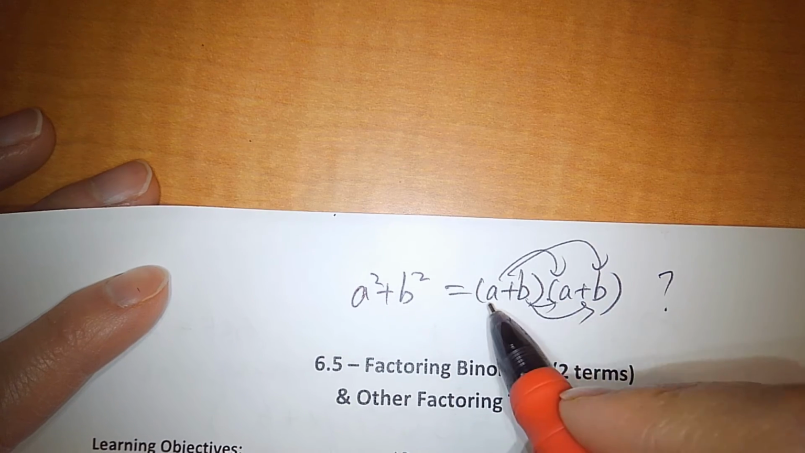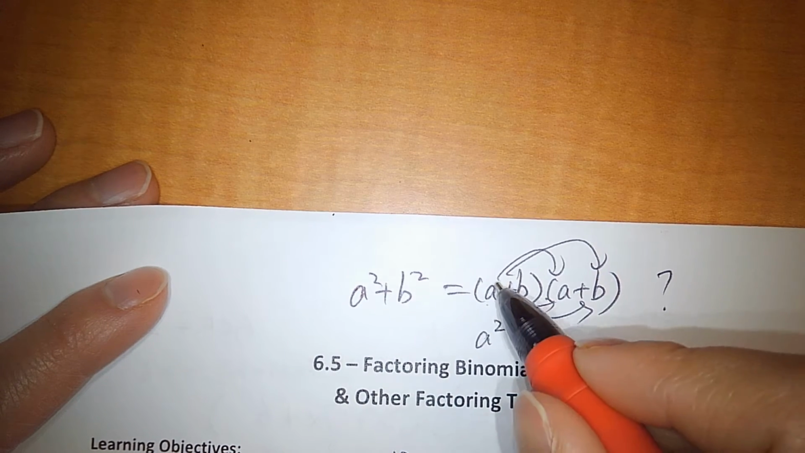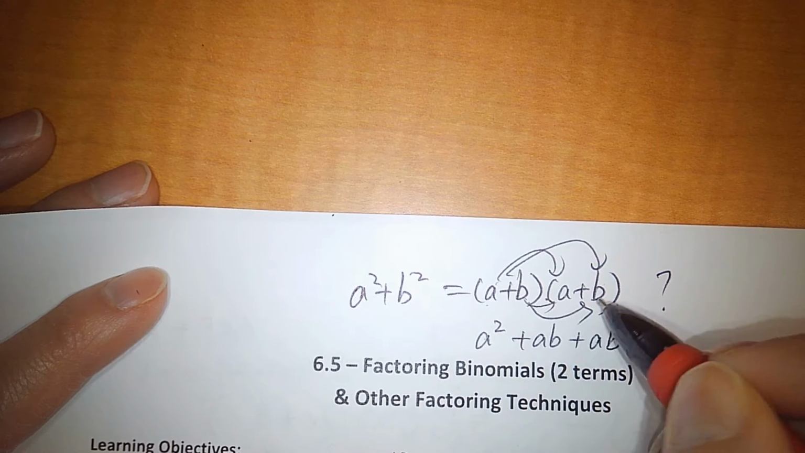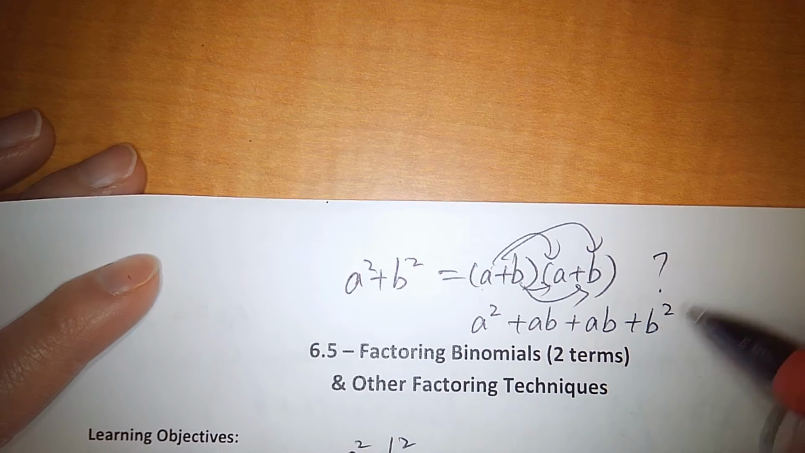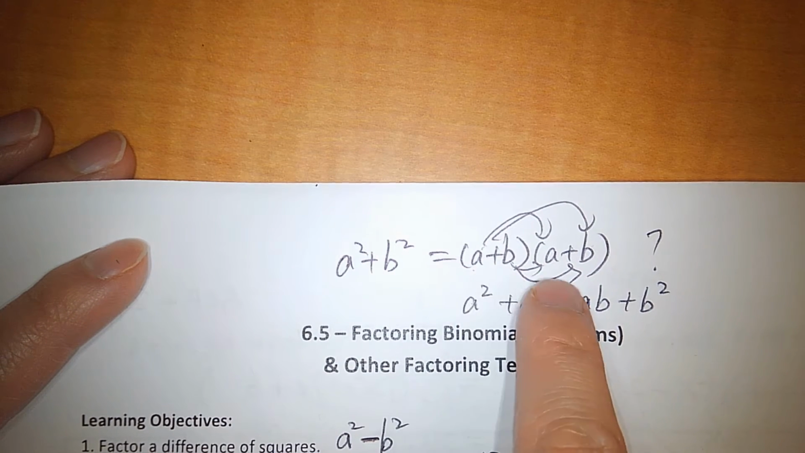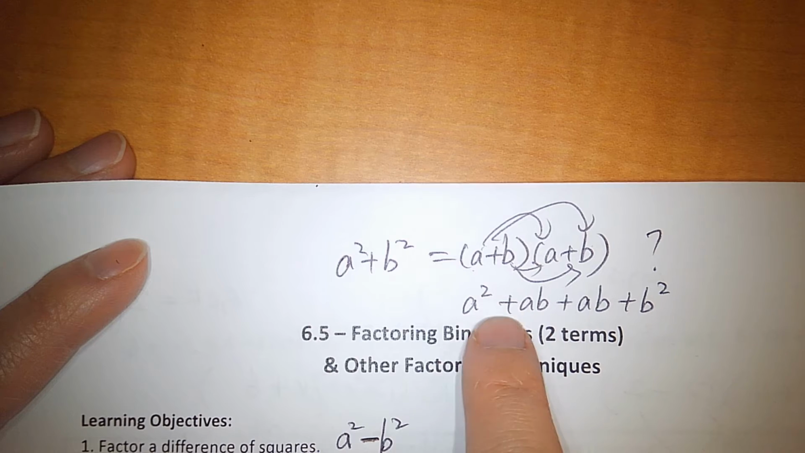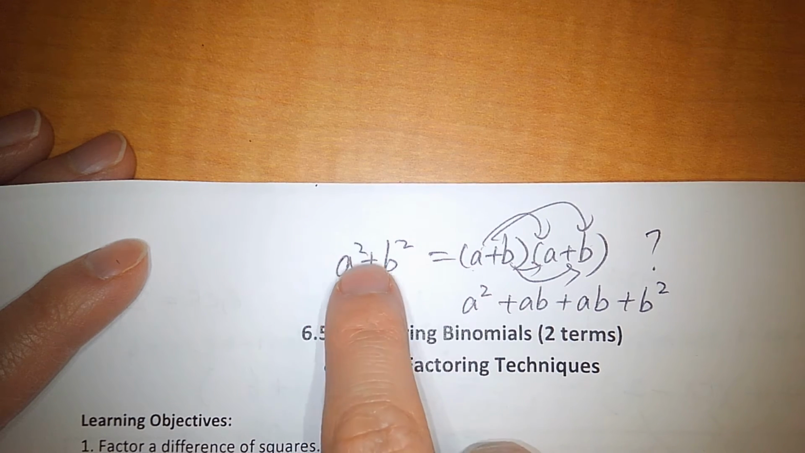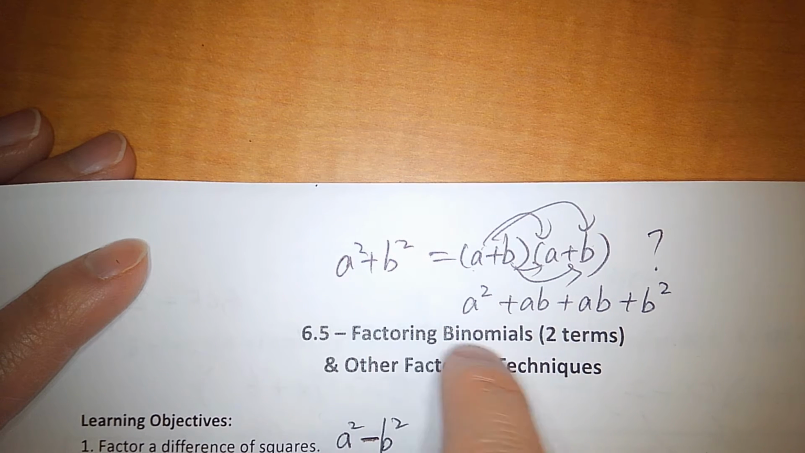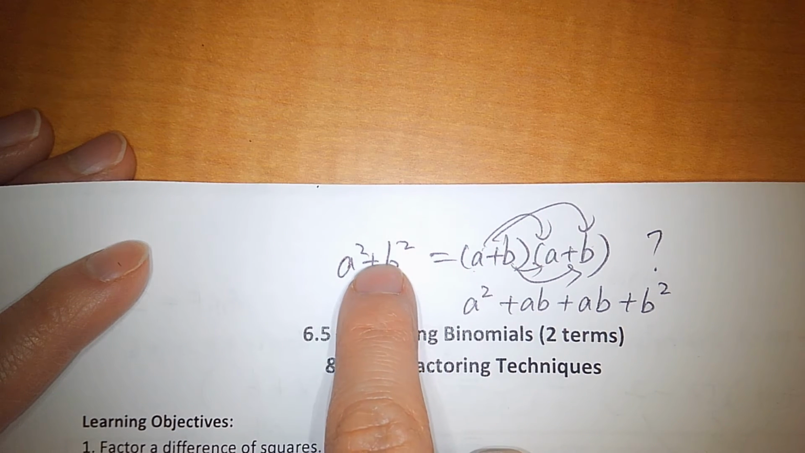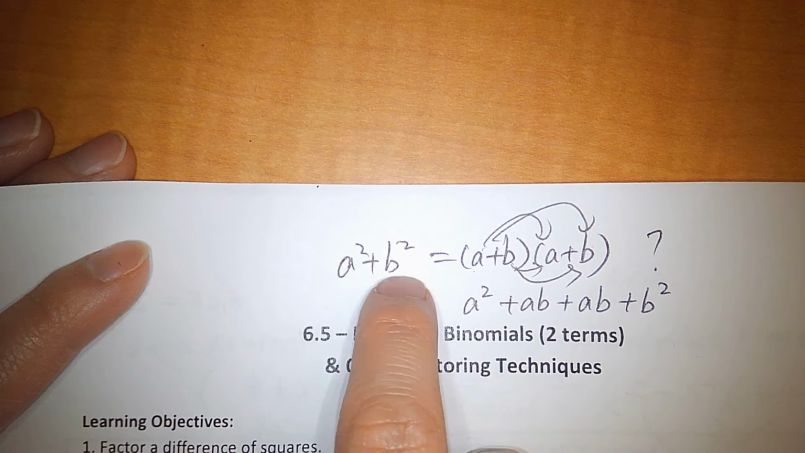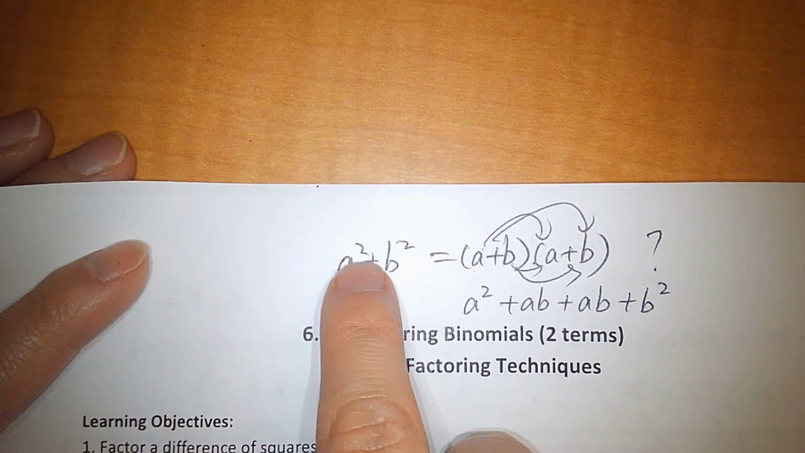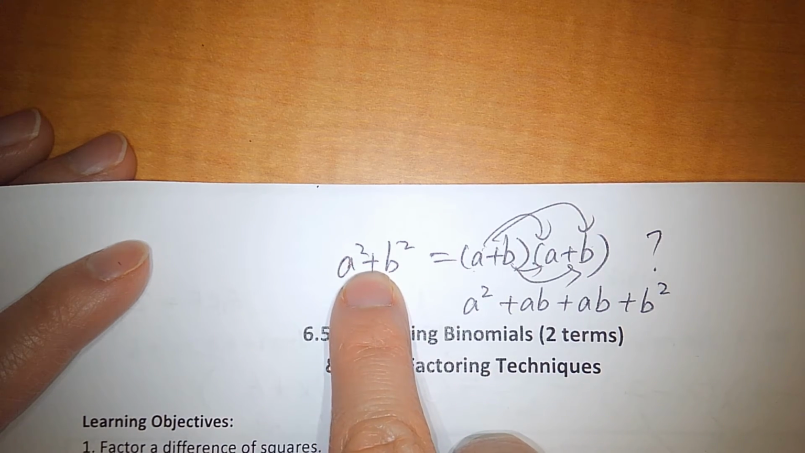So a times a is what? A squared. A times b, AB. B times A, AB. B times B, B squared. So A plus B times A plus B equals what? A squared plus 2 times AB plus B squared. Then this does not equal A squared plus B squared. Only when we have a difference of squares, we can factor it to be what? A plus B times A minus B. But if we have a plus, we're not able to keep on factoring.